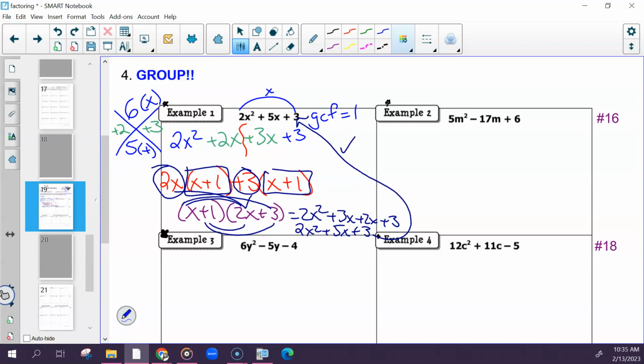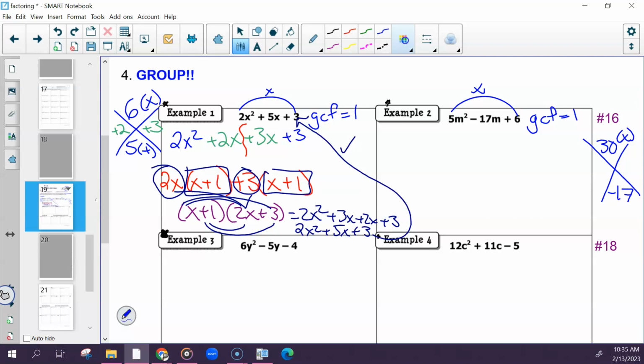They have something in common other than 1, so we'll write that GCF equals 1. So nothing's going to change. And then we're going to multiply 5 and 6. What would that give us? 30. So we need two numbers that multiply to be 30 but add to be negative 17.